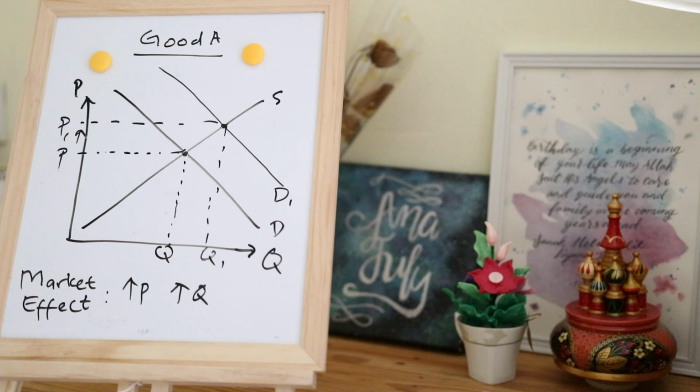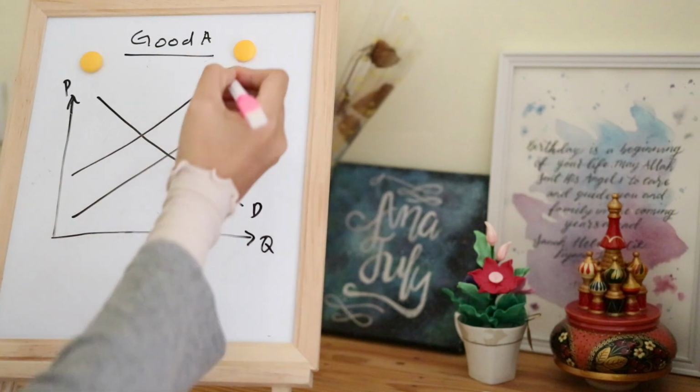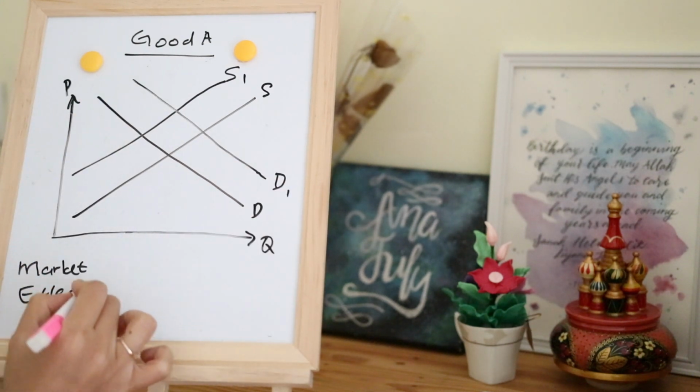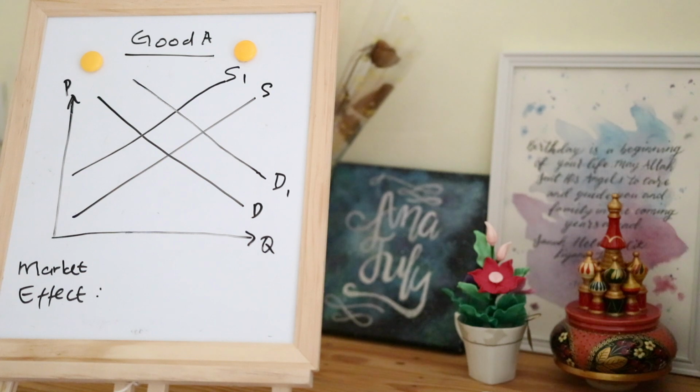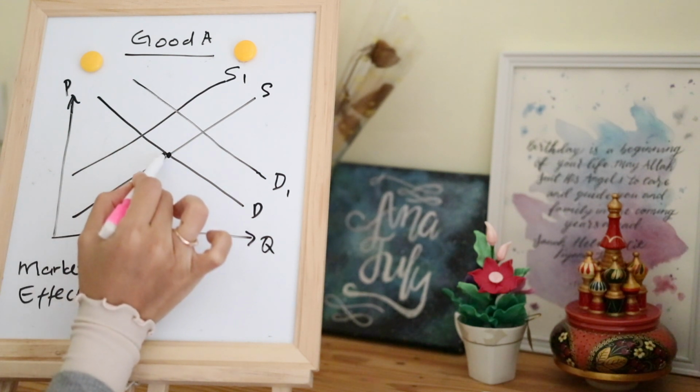Okay, we move on to the next example. How about a situation where you have two factors that will affect both the demand curve and the supply curve at the same time? How are you going to get the market effect? Let's combine the factors influencing demand and supply that we have discussed just now. Bear in mind, you have to state first where the original or initial point of equilibrium is. This is the original point of equilibrium.